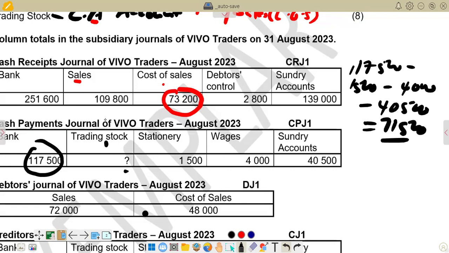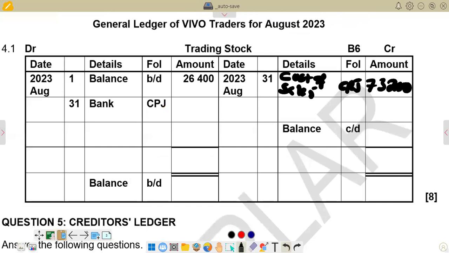All the following columns, you're going to put our cash payments on the CPJ. So we go there, and it's a payment, which means we are buying. So we go to the debit side. We have already pre-entered figures there in terms of the dates, the details columns, and the following columns. So we're just going to enter the amount, which is 71,500. Then go to the next one.